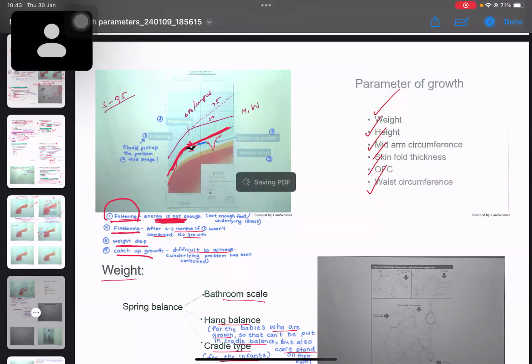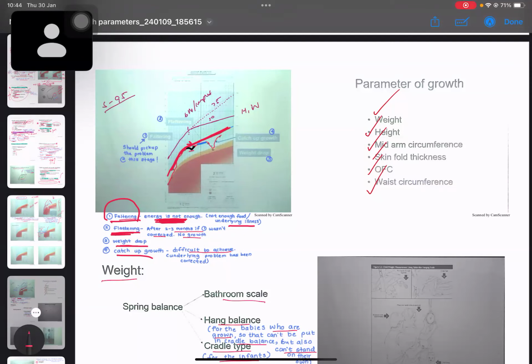So there is not enough food, or there could be an underlying infection or any underlying illness, or feeding difficulties. Because of that, there is inadequate energy, and the child's growth is faltering. This is faltering, and the next one is flattening. You should know the cause for faltering, flattening, weight drop, catch up growth, all those things. Usually for faltering, not enough food or an underlying illness is the cause.